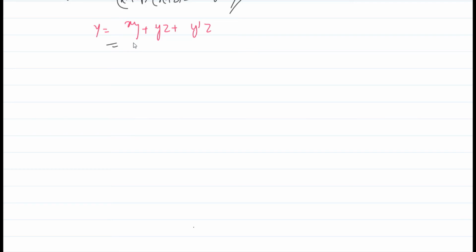You can observe here, I can write xy as it is, plus, here we have the common term, that is, I can take z as common, right? If I take z as common, I am left with y plus y bar, correct? So write xy plus z, y plus y bar. Y plus y bar is equal to 1, right? So I will write z as it is. This is the simplest expression which I have taken. You cannot simplify it further, so it is okay.